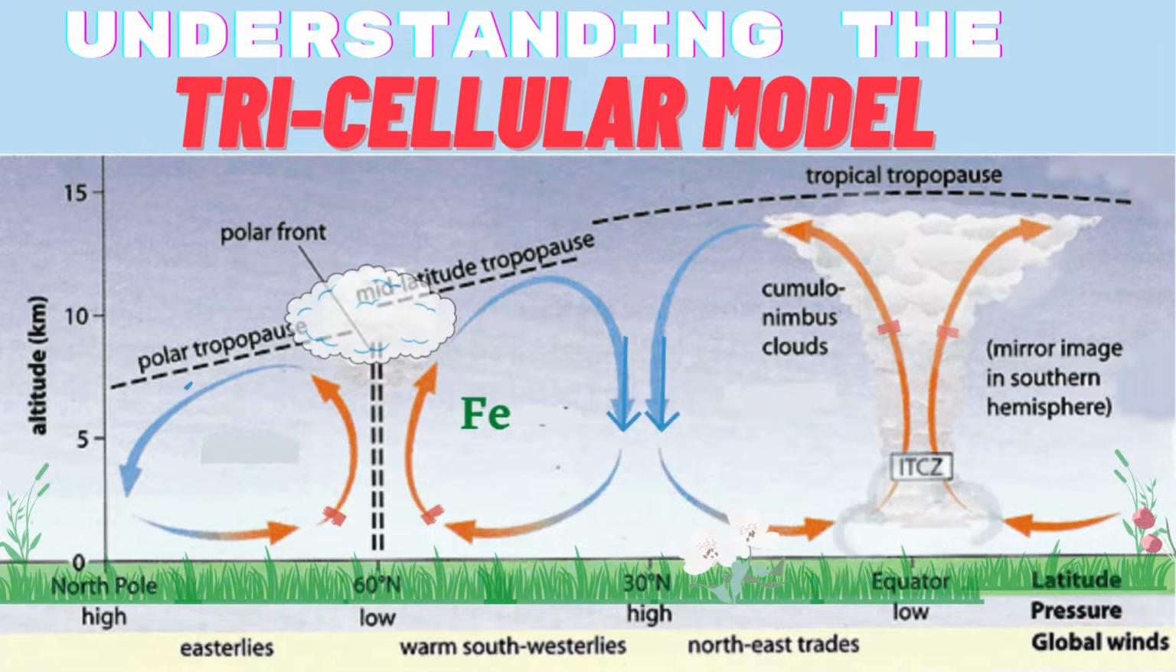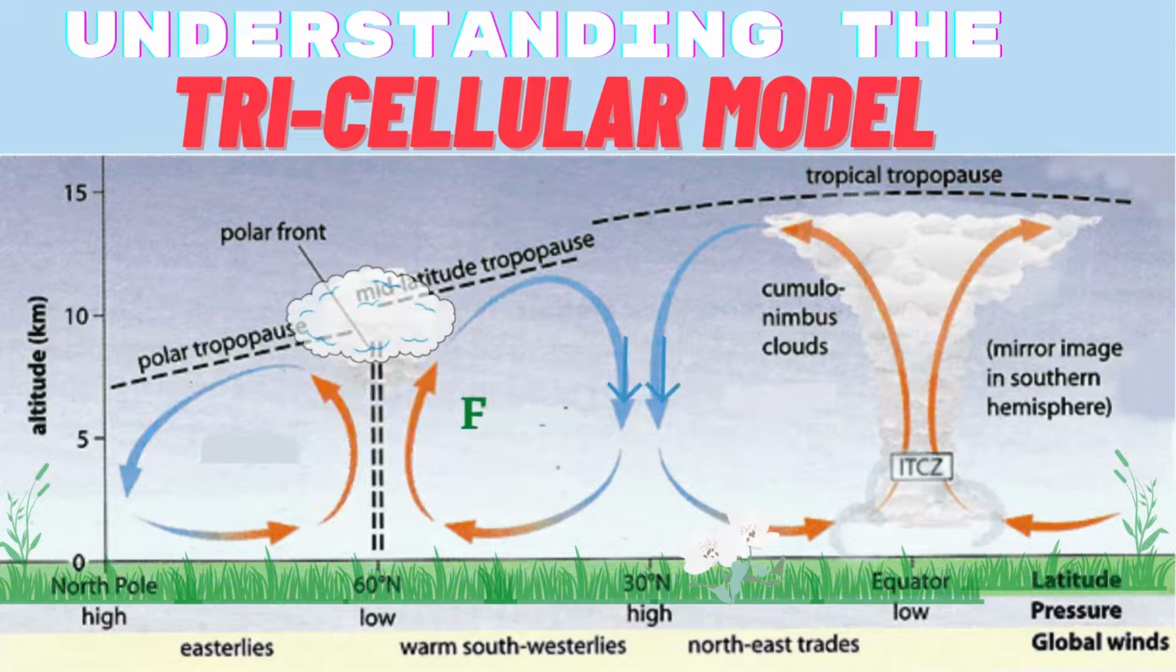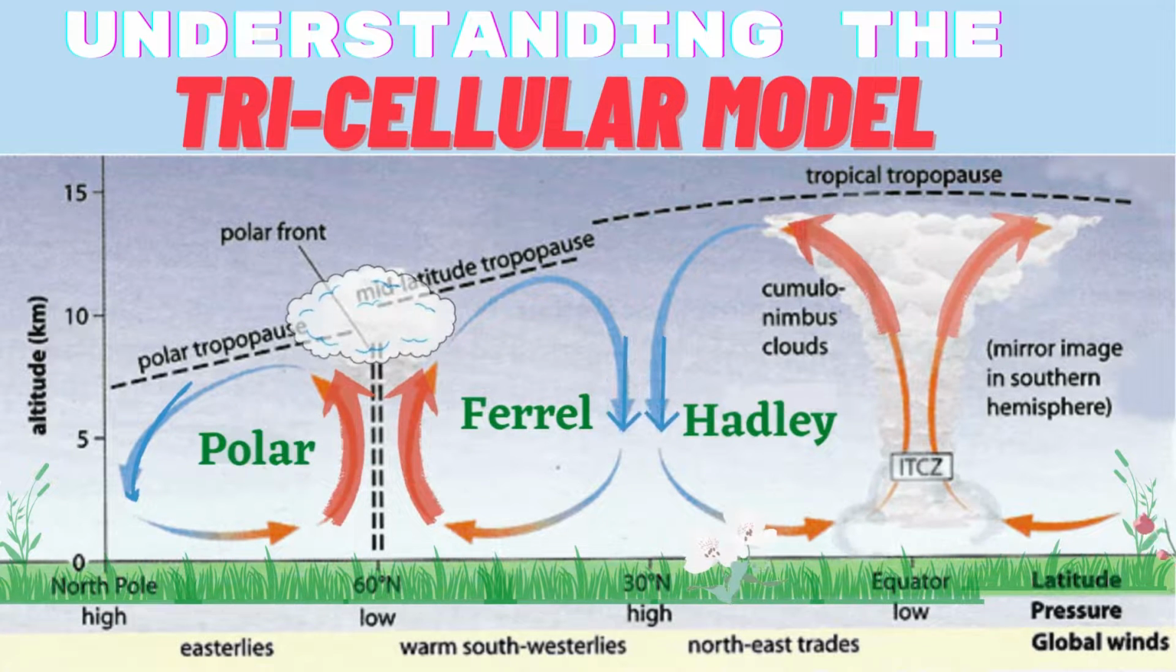In this video, we will be talking about the tricellular model. The tricellular model was developed based on the premise of differential heating of the Earth's surface. It provides a simplified explanation of how atmospheric circulation patterns give rise to distinct weather and climatic conditions at various latitudes.